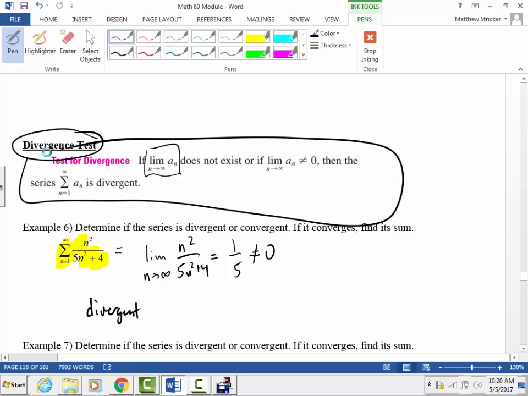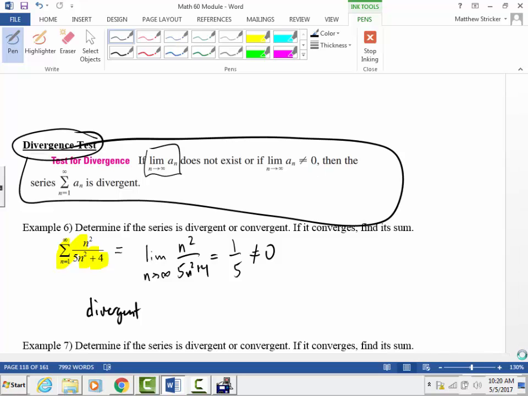What about if it equals 0, though? Then we have to do more work. And that's what the rest of the chapter is going to be about. In 11.3, 11.4, 11.5, 11.6, we're going to learn different tests to tell if it is divergent or convergent. So if the limit does equal 0, does that mean it's definitely not divergent? It's inconclusive. If the limit equals 0, it's inconclusive. If it doesn't equal 0, it's divergent.